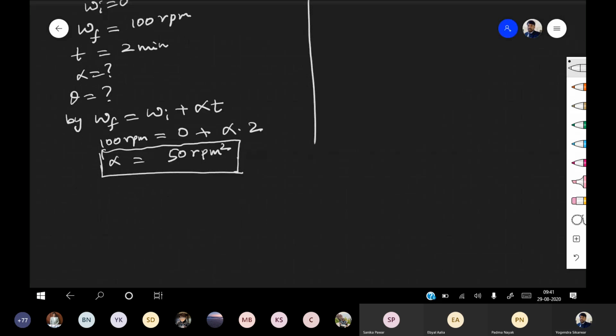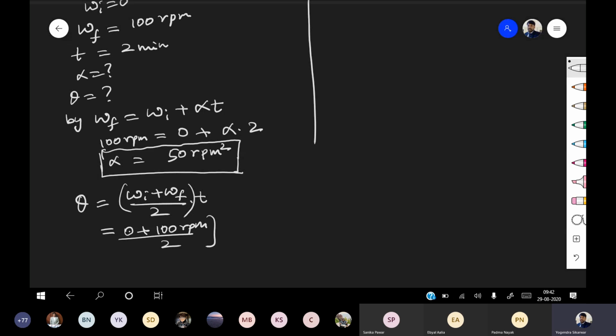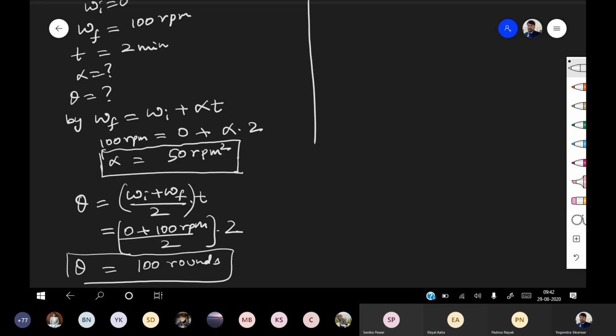Theta, the total displacement, can be found as, pay attention very clearly, omega initial plus omega final by 2 into t. I am using s is equal to v plus u by 2 into t. So omega initial is 0. Omega final is 100 RPM, by 2, into 2. And theta comes out to be 100 rounds or rotations. Okay.